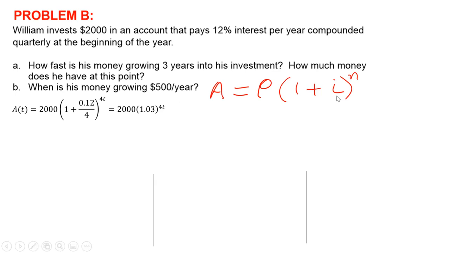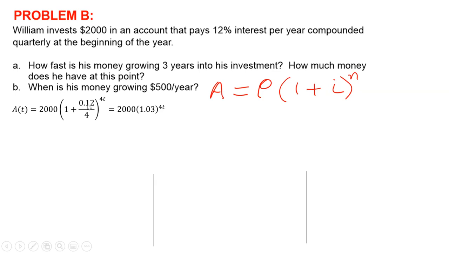So the i here is not the annual interest rate, right? It's the interest rate per compounding period. So if there are 4 compounding periods, in this case it's quarterly, then what I'm going to have to do is divide the 12%. 12 expressed as a decimal is 0.12.